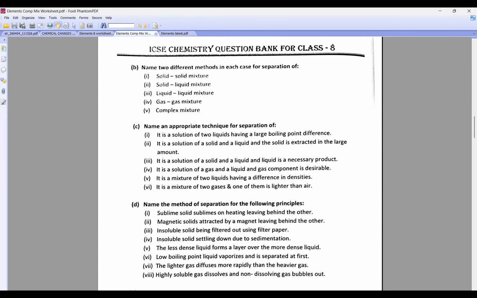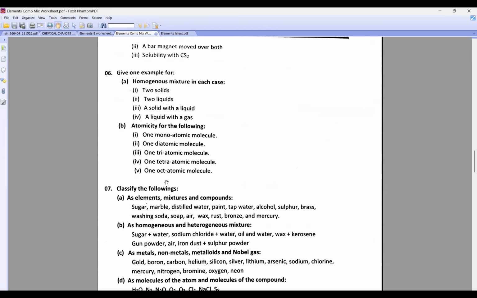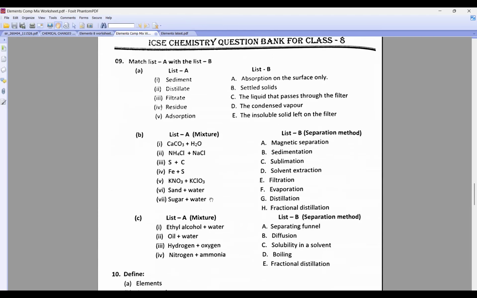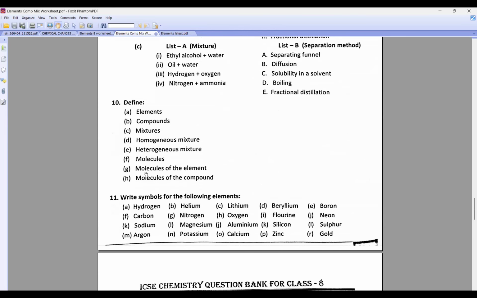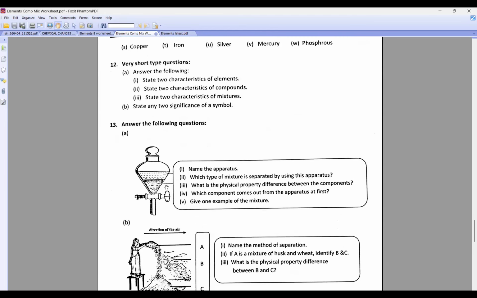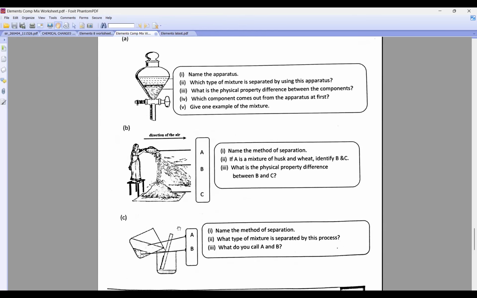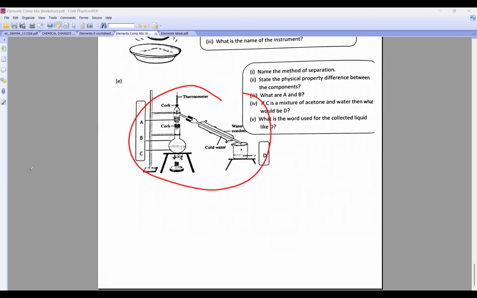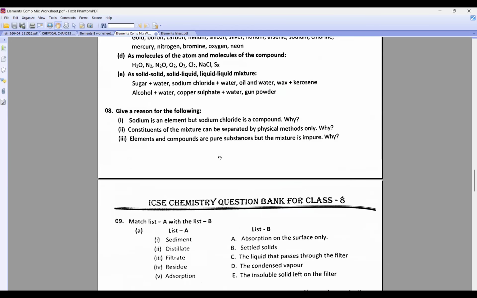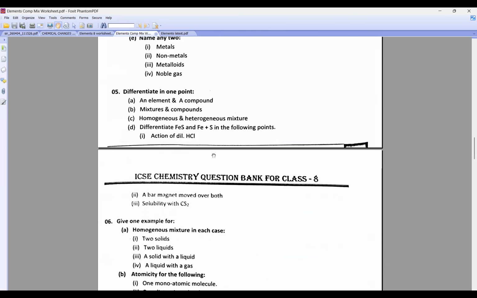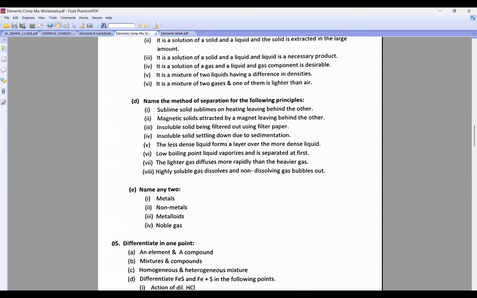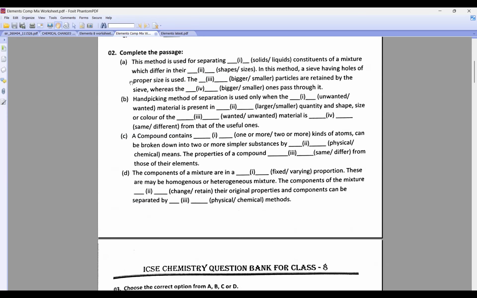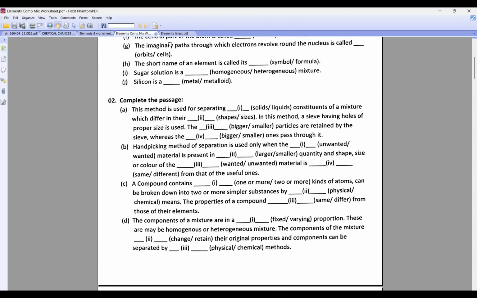Here, beta, there are very nice questions. Don't do the big answers. This you can do. Don't do definitions. These are very nice questions, diagram based. Can you see it? Today we did this, and this was asked in your school last year, in your school exam, in 8th standard.